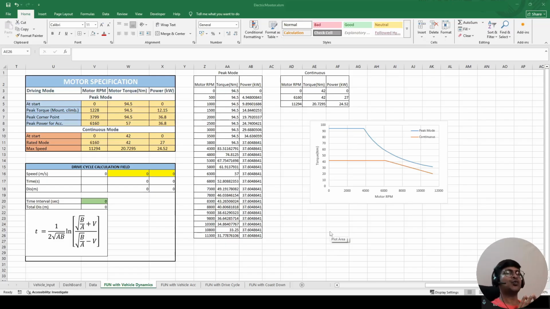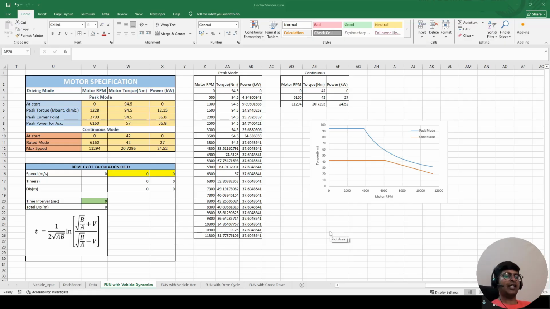So you might have heard multiple times about the peak mode and the continuous mode, and you might get confused. Hey, what is this peak mode and what is this continuous mode? This terminology arrived due to only one reason, and that is the thermal reason of the motor.